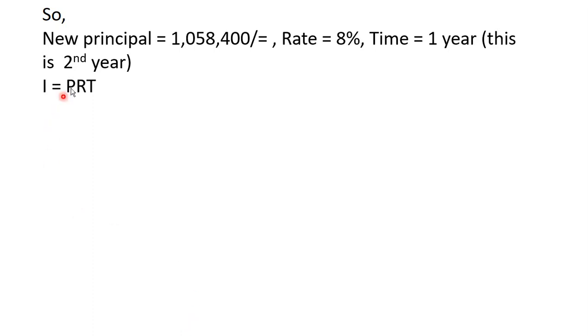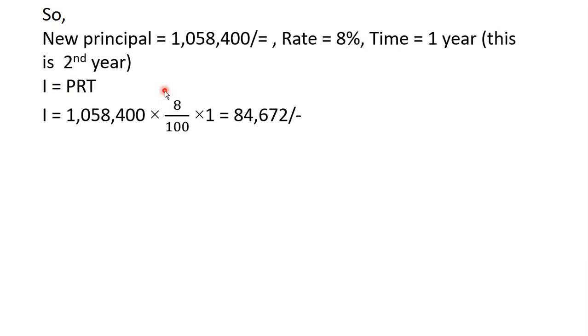In this case, if you have used this, it means that the rate is out of 100, which is 8%. So it is already out of 100. So when we substitute, we shall have our new interest as 84,672 shillings. So that is the new interest. That is the interest for that specific year, the second year.